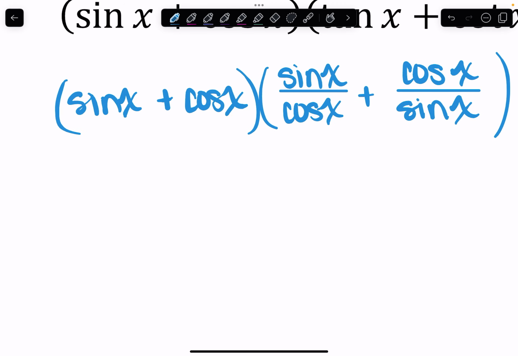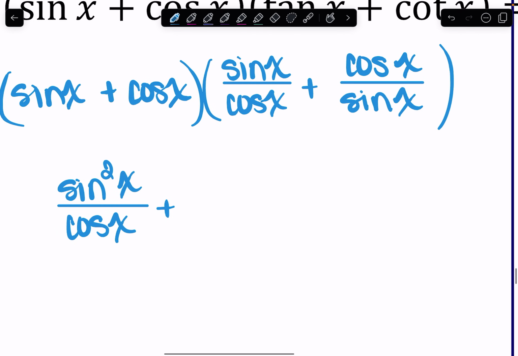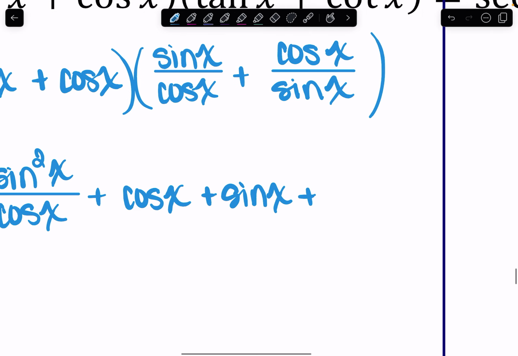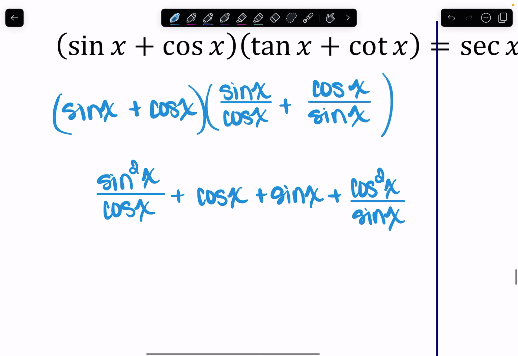So first, sine times sine over cosine is going to be sine squared over cosine. Outside, sine times cosine over sine. Those sines are going to divide out. That's just cosine. Plus, inside, cosine times sine over cosine. The cosines divide out, and that is just sine. And then last, cosine times cosine over sine is going to be cosine squared over sine. All right, so we're here.